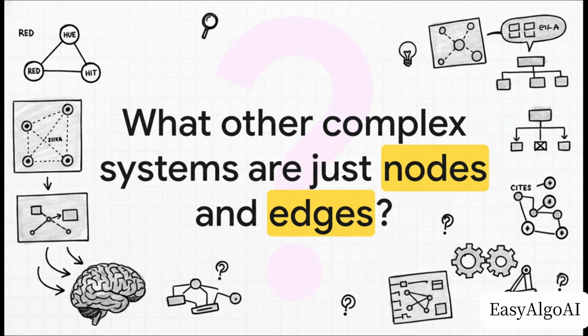As we wrap up this explainer, I want to leave you with this thought. This wasn't just about changing the word red to hit. Mastering this specific problem teaches us a universally applicable skill. It trains our brains to recognize hidden graphs in the systems all around us. I mean, if vocabulary words can be navigated exactly like cities on a map, what other complex systems in your work or even your life are just nodes and edges waiting to be discovered and optimized?